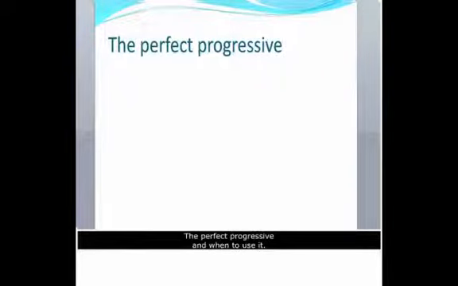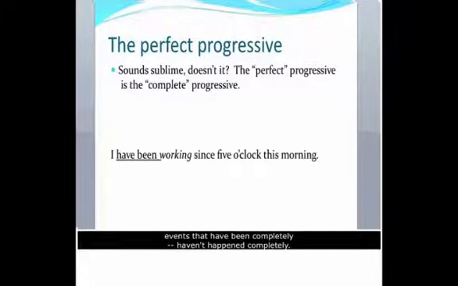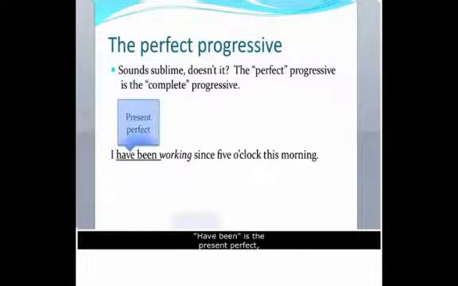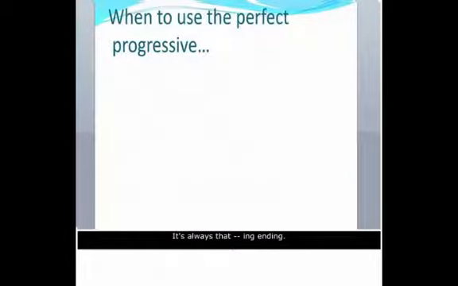The perfect progressive and when to use it. It sounds sublime, doesn't it? Perfect progressive, or the complete progressive, is for events that have happened completely. I have been working since 5 o'clock this morning. Have been is the present perfect. Working is the progressive. And this tense will always use the word been. So it's always have been, or had been if it's the past. If it's the future, it will be will have been. And the progressive never changes. It's always that ing ending.